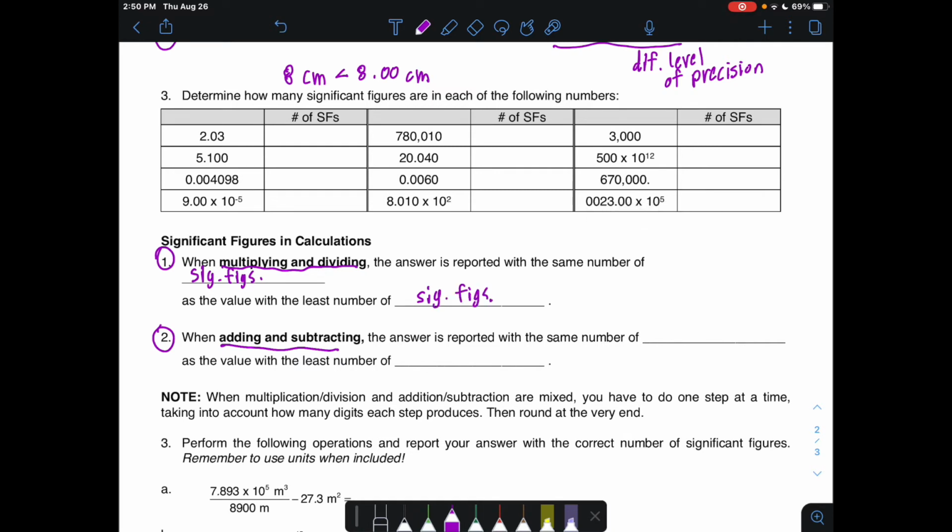So for example, if you have a calculation like 6.4 times 2.00, this one has 2 sig figs and this one has 3 sig figs. So your final answer is going to be 2 sig figs because your value is with the least number of sig figs, as you can see right here.